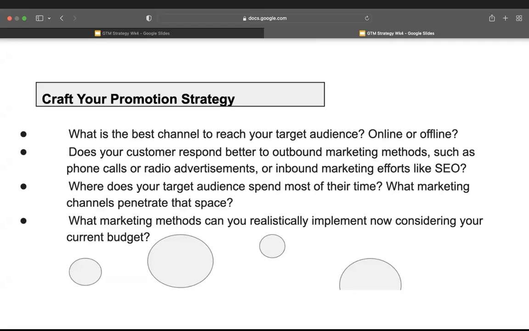Then, what marketing method can you realistically implement now, considering your current budget? You cannot have 50,000 naira and be saying you want to use a billboard. Not even a regular billboard, but you are thinking of using a video billboard. You are wasting your time. As a product manager, you have to be very, very realistic. If you have 50,000 naira, that means you know your advertisement should be like 20,000 naira out of the 50,000 naira.